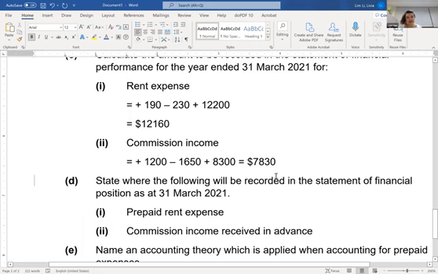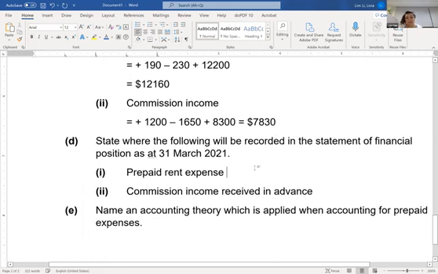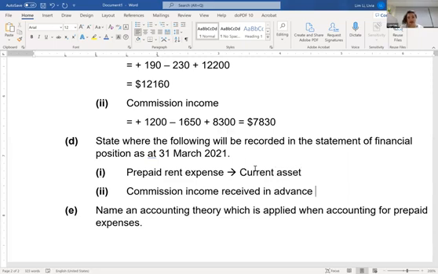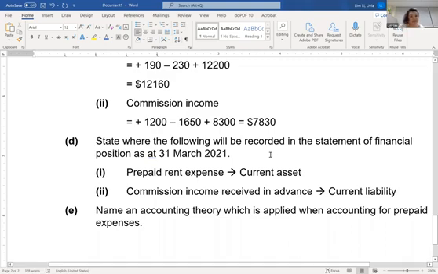Now, where will these items be recorded? Of course, prepaid rent expense is going to be recorded in current assets, and commission received in advance is going to be recorded in current liabilities, because I have taken people's money, but I have not done the work. So this is the first question for 2021.